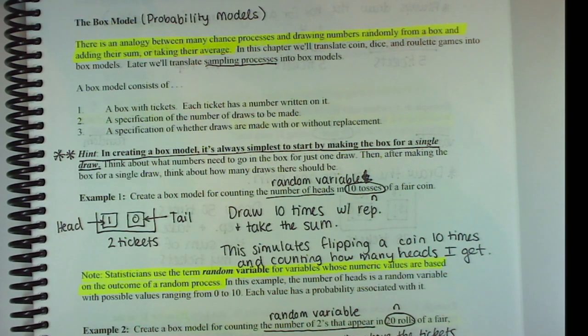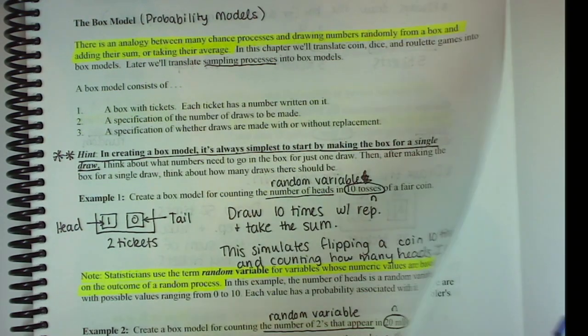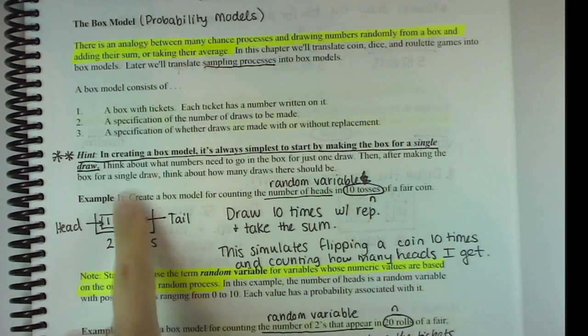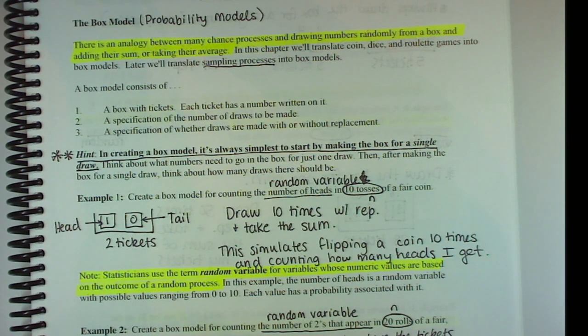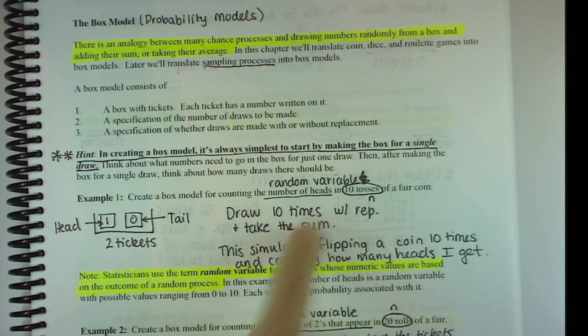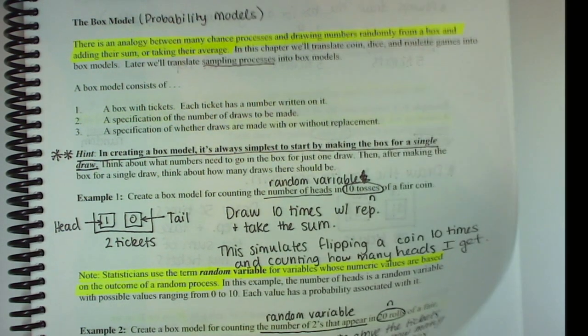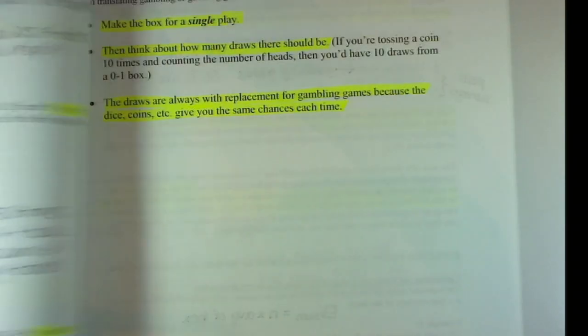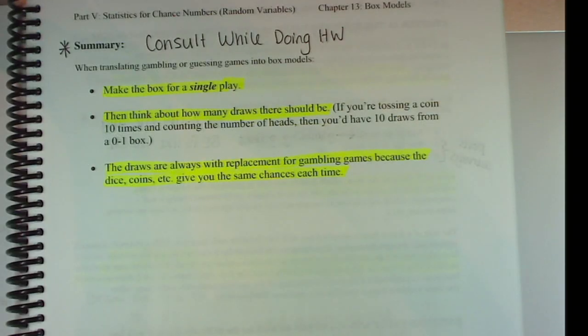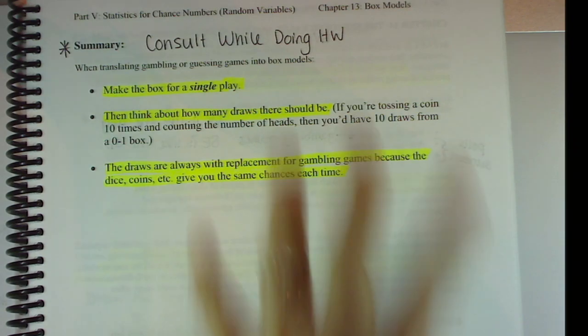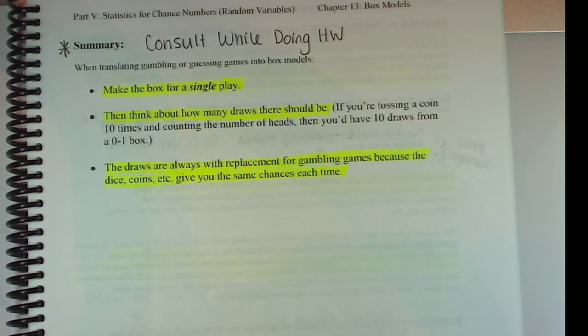Chapter 13 was all about getting you familiar with creating the box models, and what they are: just probability models. They're like simulations. So we're saying if we draw out of the box a certain number of times, that's the same thing as doing the random process that is given. And I told you that if you're ever confused, check out the summary for chapter 13. If you're ever confused on what the box looks like, look here and it'll definitely help.